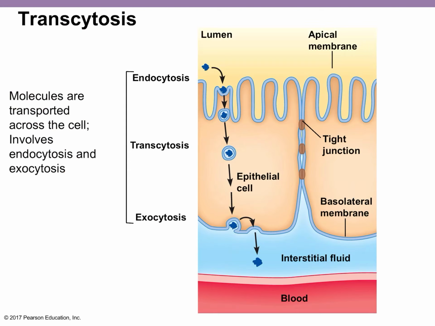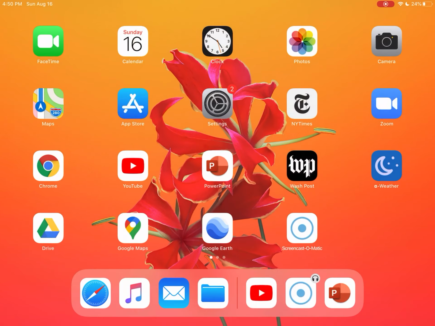And our last word here is transcytosis, which is the process of moving a molecule across the entire cell through endocytosis at the apical end and exocytosis at the basolateral surface. So if it moves throughout the entire cell, that is called transcytosis. So endocytosis at the top, exocytosis at the bottom, that's transcytosis. And that's the end of part 3.